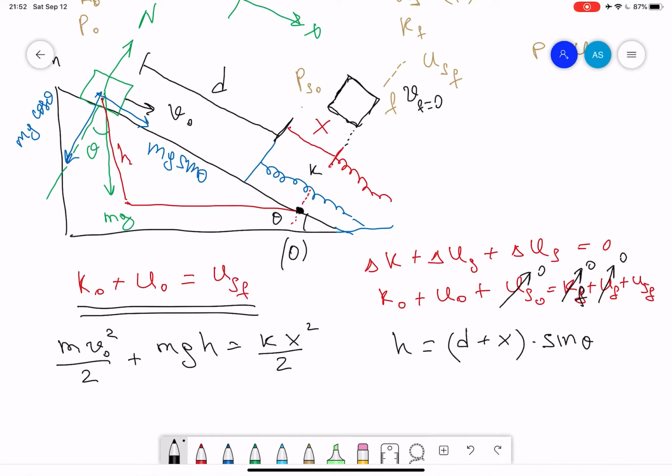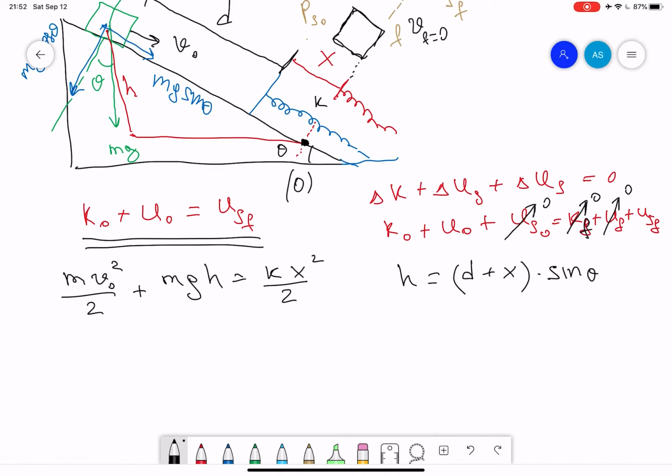So that means we come to this equation: m v initial squared over 2 plus m g, where h was equal to d plus x multiplied by sine theta, is equal to k x squared over 2. For now, don't plug in the numbers right now. Let's first make it a simple equation, then finally we'll plug in the numbers, otherwise it will be just a mess.